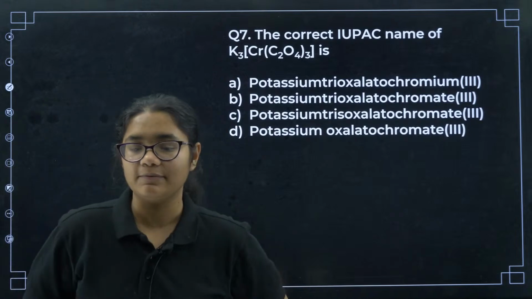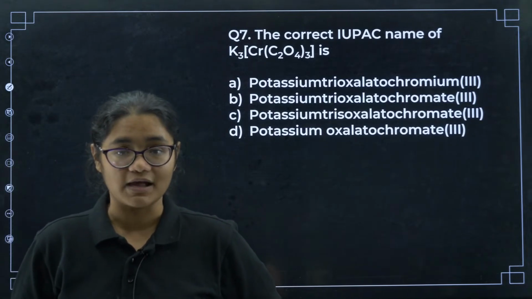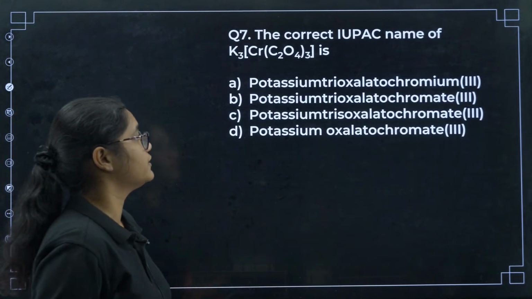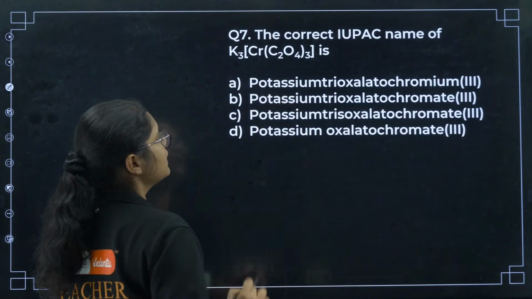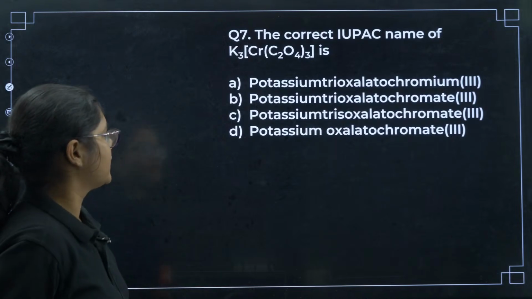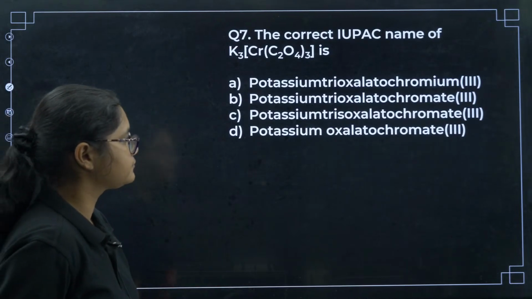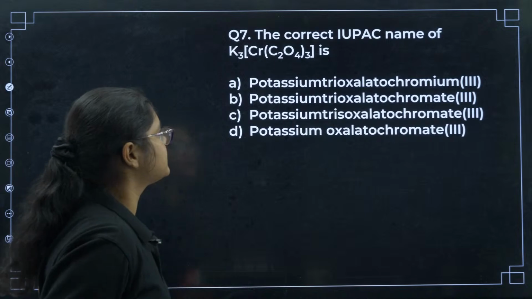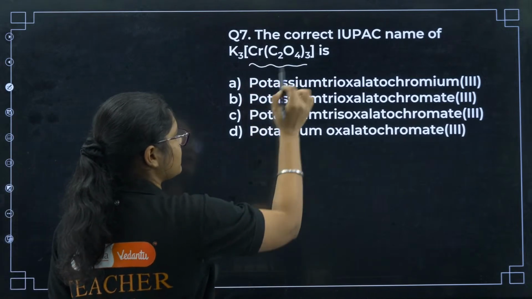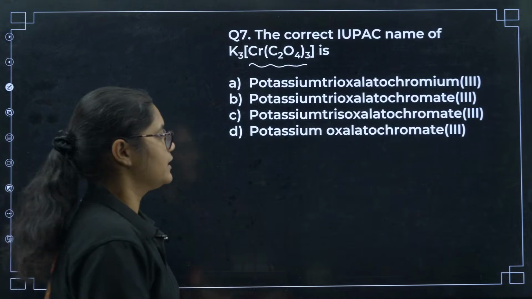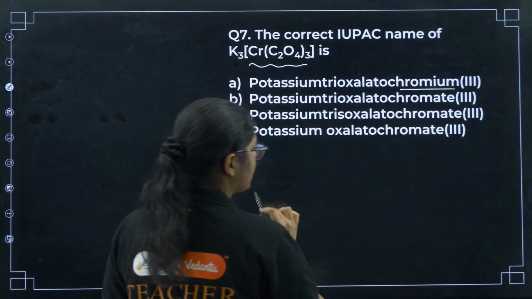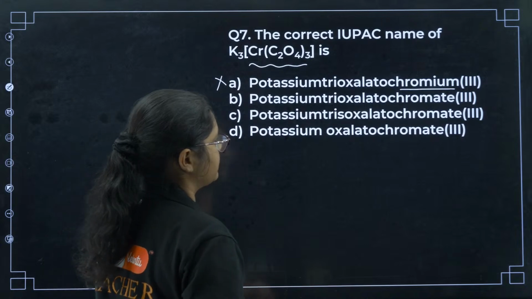Next, this type of question is very simple and will be asked in the exam. IUPAC name of the given compound. So you have K3[Cr(C2O4)3]. Who can answer this one? Let me see. First of all, you can see this is a negative part, right? Negative part means chromium will end with ATE. Here we have chromium, so I can eliminate this option.